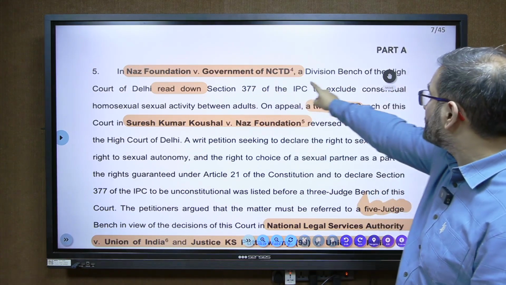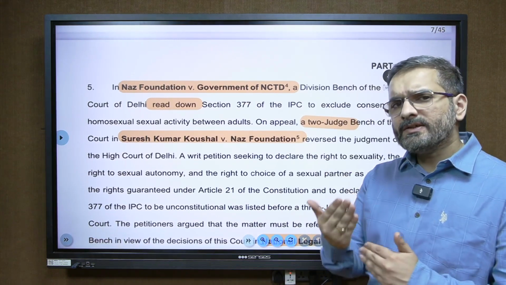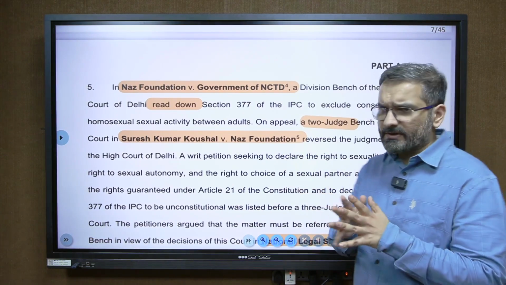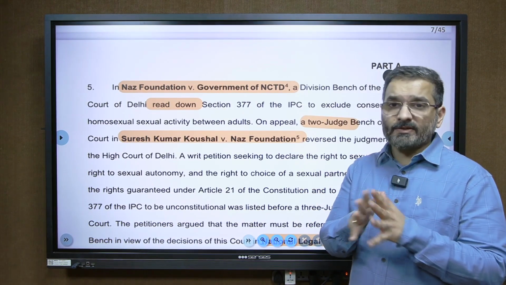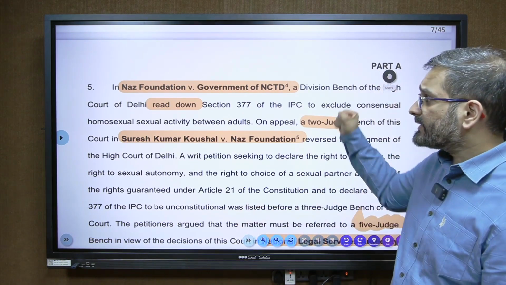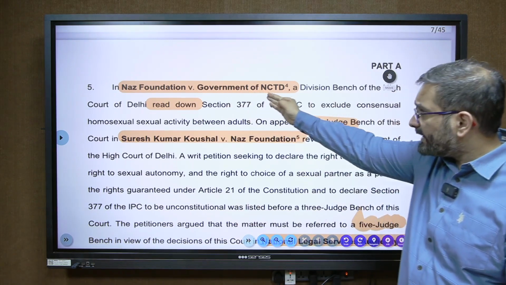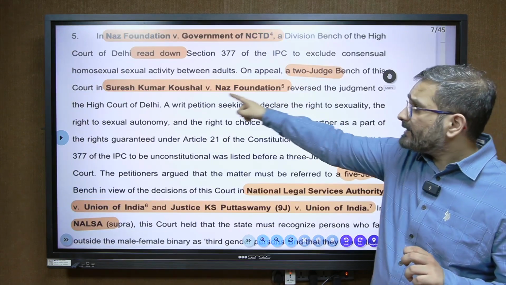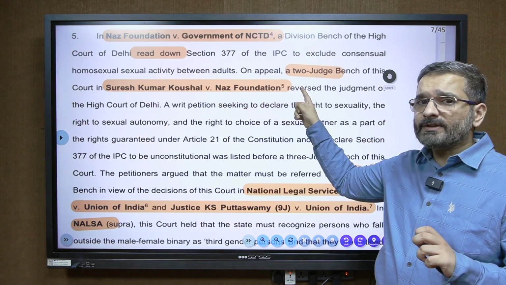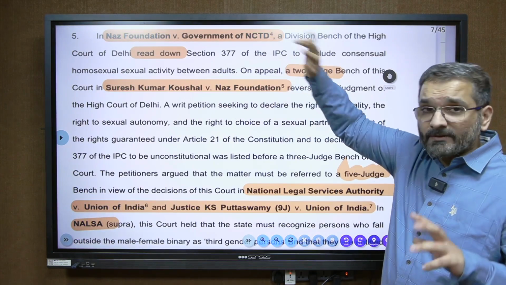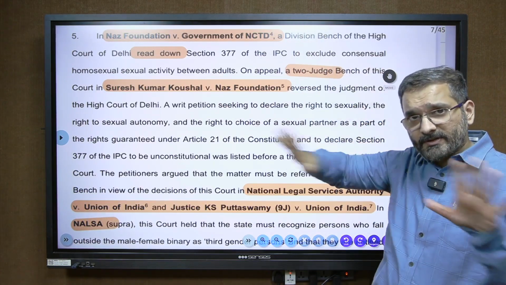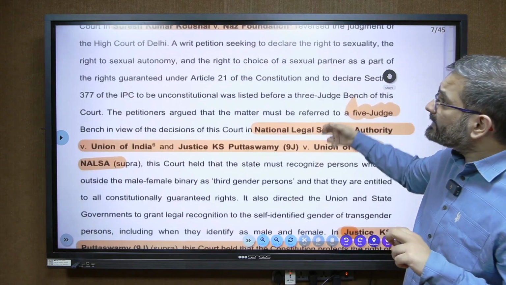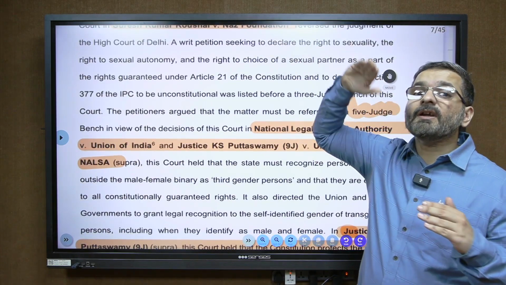So now we'll go into the brief legal history of such cases. NAZ Foundation versus Government of India. And now we look at the legal history behind Navtej Singh Johar, as to how we got to the stage of Navtej Singh Johar. This remains important legal static GK for any and every law entrant. So we start from NAZ Foundation versus Government of NCT of Delhi, in which 377 was read down. In appeal, in Suresh Kumar Koushal versus NAZ Foundation, the decision in NAZ Foundation was overruled. And then we went to Navtej Singh Johar.